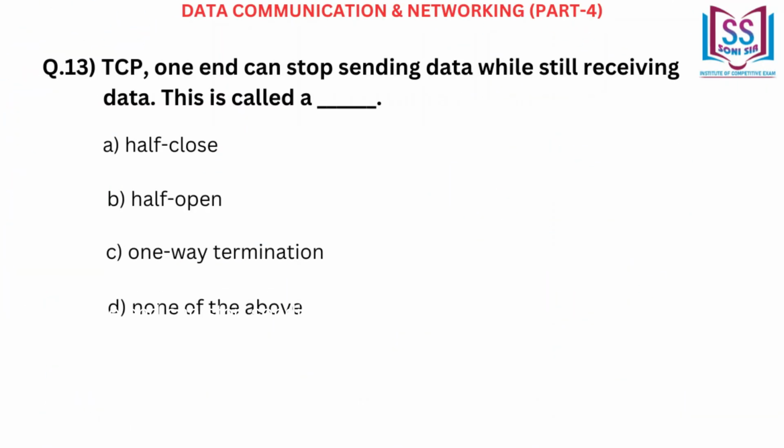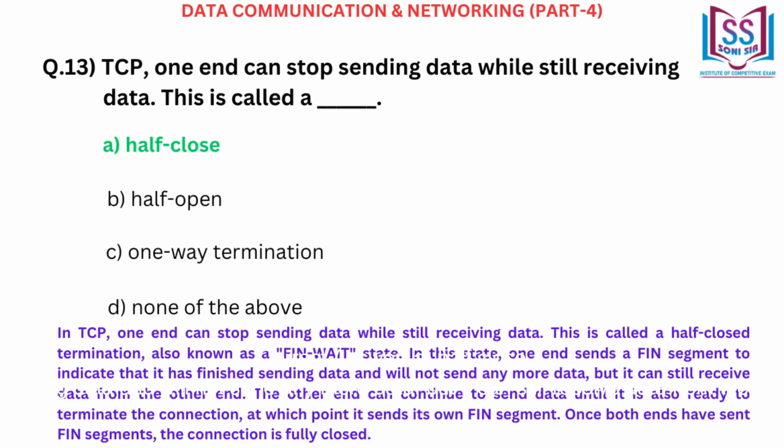In TCP, one end can stop sending data while still receiving data. This is called a dash. A. Half close. B. Half open. C. One-way termination. D. None of the above. Correct answer A. Half close.